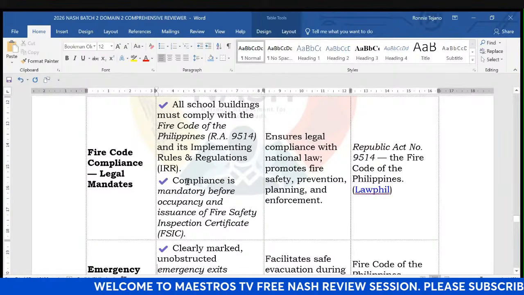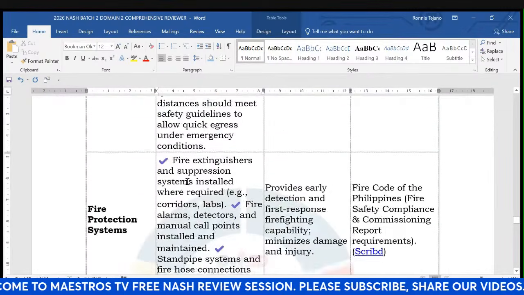Okay, just read this by passing anyway. Pag pinigay ko na to sa inyo.